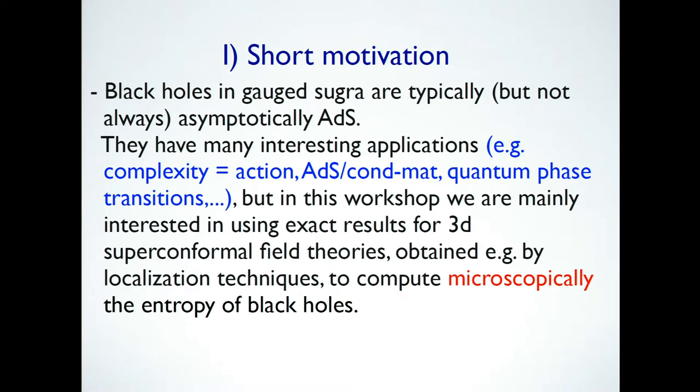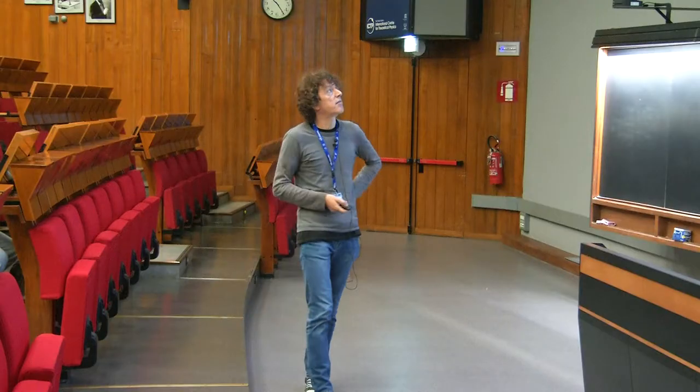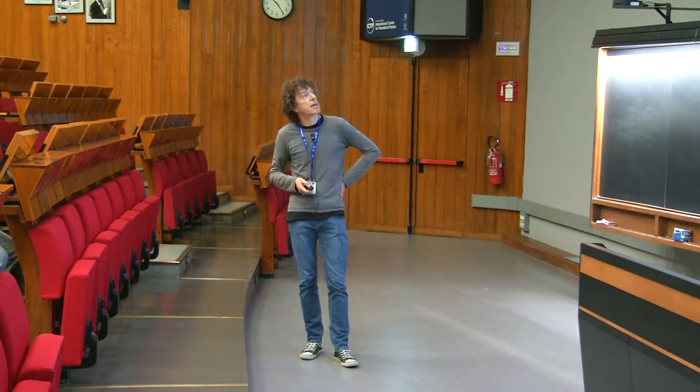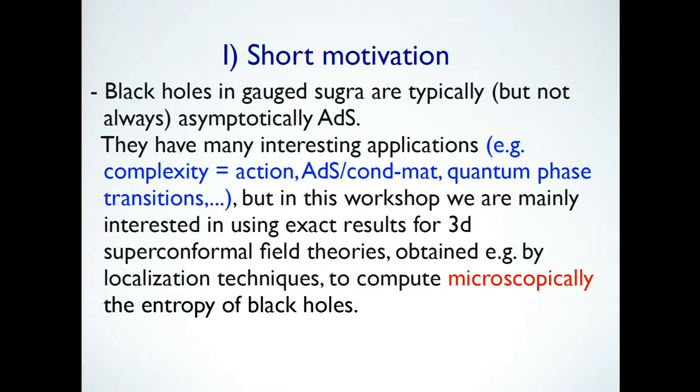If you consider black holes in gauged supergravity, they are typically, but not always, asymptotically AdS; in fact, at the end of the talk we will see a counterexample. So they are relevant for the gauge gravity duality, and they have many interesting applications: complexity equals action, applications in condensed matter physics, quantum phase transitions, quark-gluon plasma, and so on. But in this workshop, we are mainly interested in using exact results in three-dimensional superconformal field theories obtained by localization techniques to compute microscopically the entropy of black holes. So that's the main motivation, at least as far as this workshop is concerned, to study black holes in gauged supergravity.